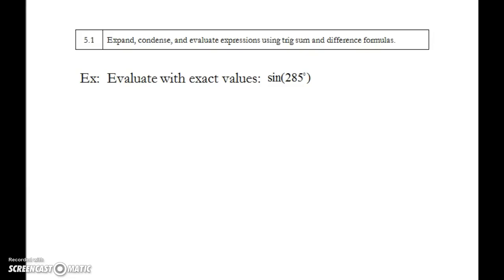Standard 5.1, expand, condense, and evaluate expressions using trig sum and difference formulas. Let's take a look at our first example. It says evaluate with exact value, sine of 285.